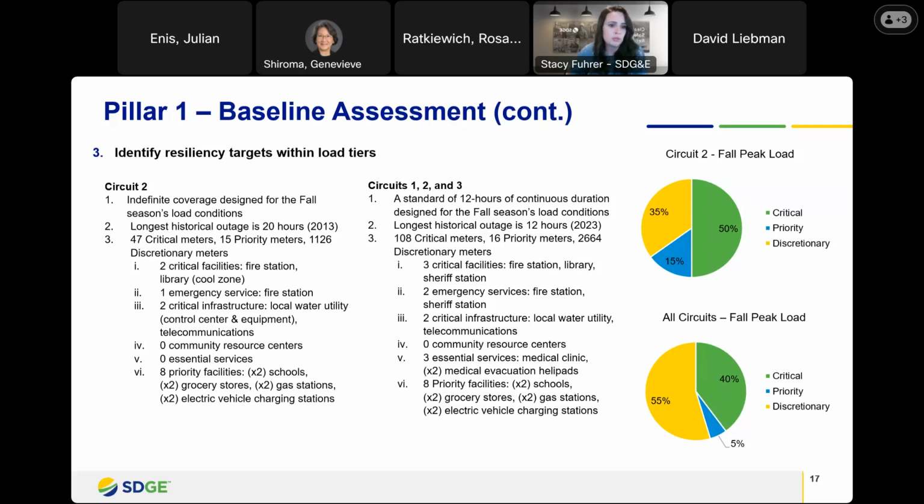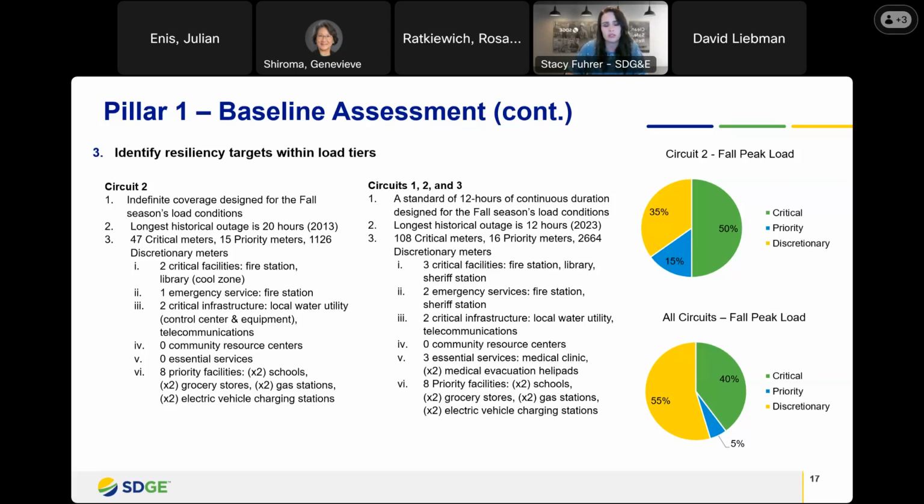As we transition down to number 3, this is a little bit of a repeat of the last slide, but it is just looking at what are the actual meters that fall into the critical, priority, and discretionary load. And then again, on the right, you can see the percentage of the load as defined by megawatts that fall into critical, priority, and discretionary. For circuit 2, we just have a couple of critical facilities with our fire station and our cool zone with our library. We have the fire station, which is obviously an emergency service. And we also have a couple of critical infrastructures like the local water utilities, control center, and some equipment, as well as telecommunications.